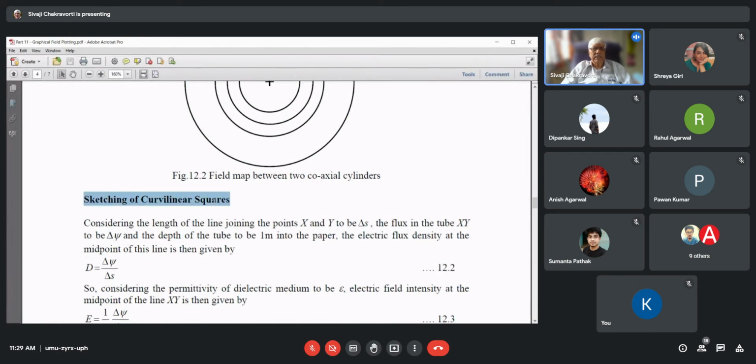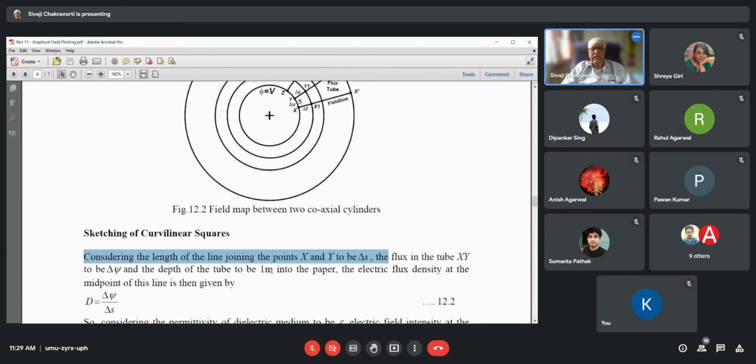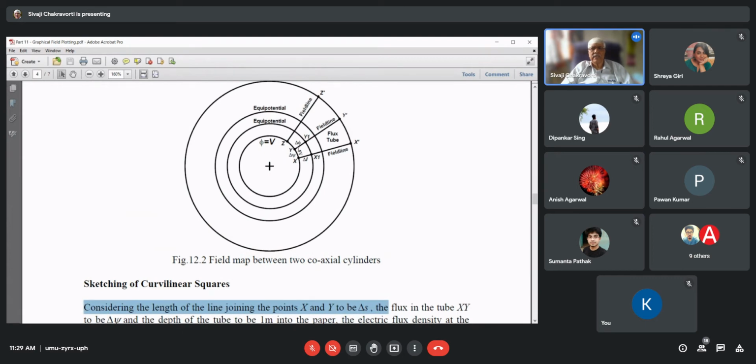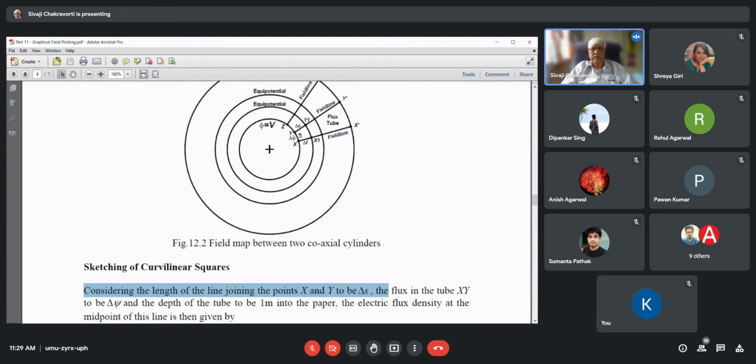Now, what we are going to do is sketch the curvilinear square. Considering the length of the line joining the points X and Y, let's say del S. Look at this figure. The line which I am joining X and Y on the live electrode, this is del S. The flux in the tube XY, let's say del psi. That means between X and Y, the total flux originating, let's say, is del psi.